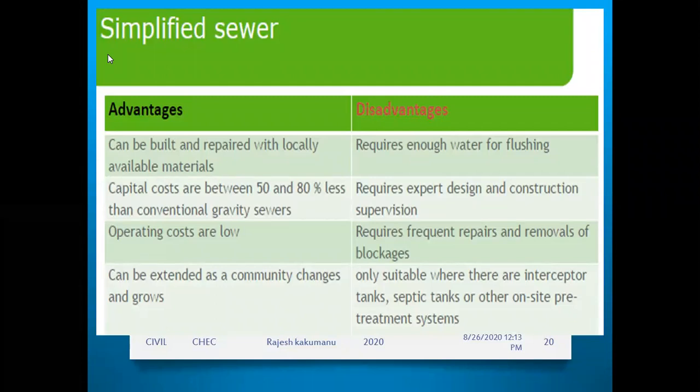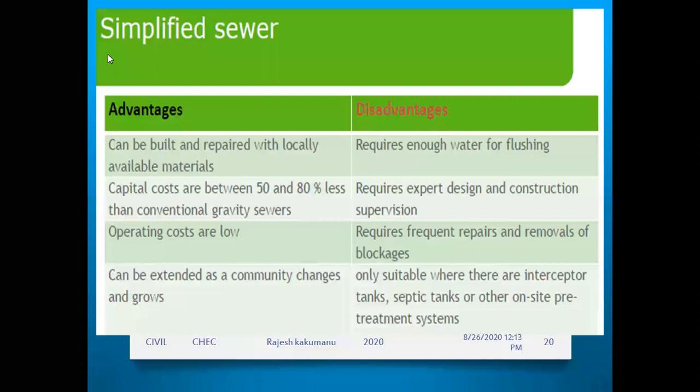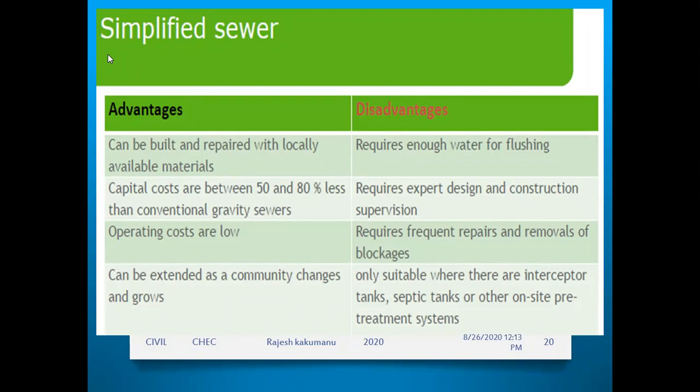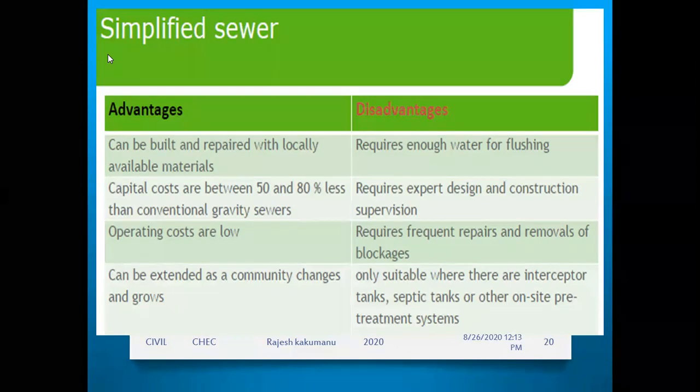Next, capital costs are between 50 to 80% less. As we said earlier, the capital cost is very low. Next one, it requires expert design and construction supervision. So whenever you are using the simplified design, we have to take suggestions and other maintenance advice from experts. Next, operating costs are low, but it requires frequent repairs and removal of blockages. Here the operating cost is low and the initial cost is also low.